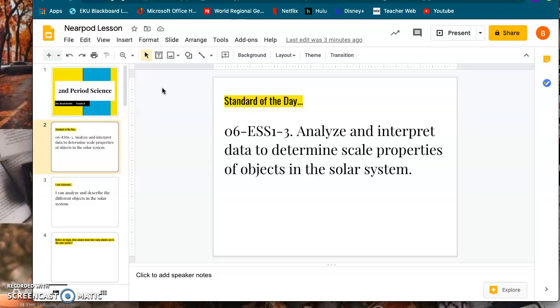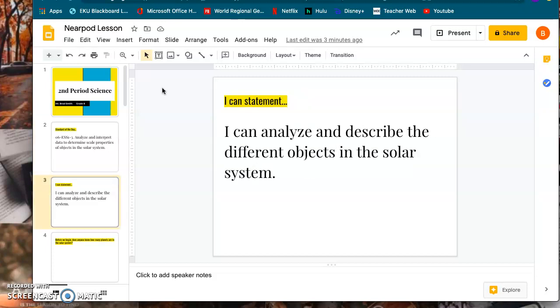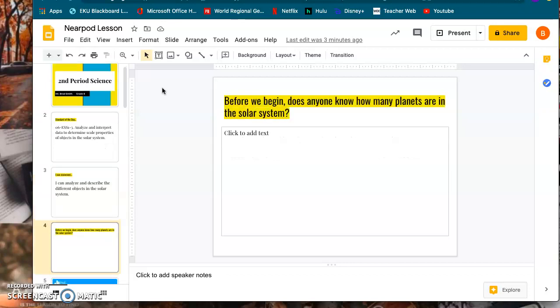Now, today, our standard is analyze and interpret data to determine scale properties of objects in the solar system. Our I can statement for the day is I can analyze and describe the different objects in the solar system. Now, before we begin, does anyone know how many planets are in our solar system?